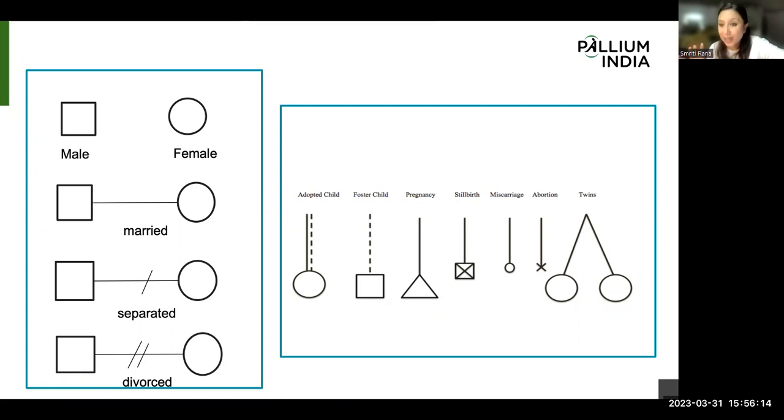And please make sure that everybody in your team has been oriented to it and everybody's using it the same way. There's no point one of you using one genogram style and somebody else using another genogram style and nobody knows what's going on. Okay.